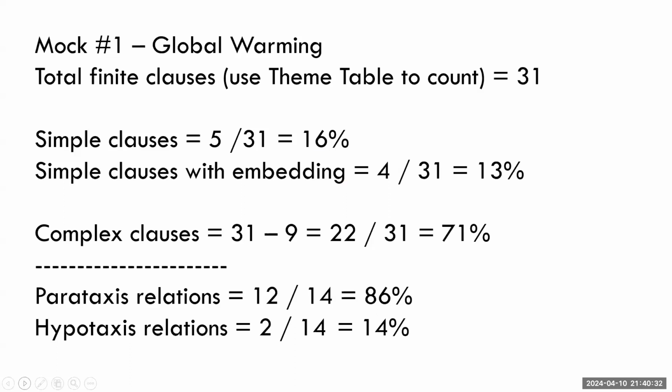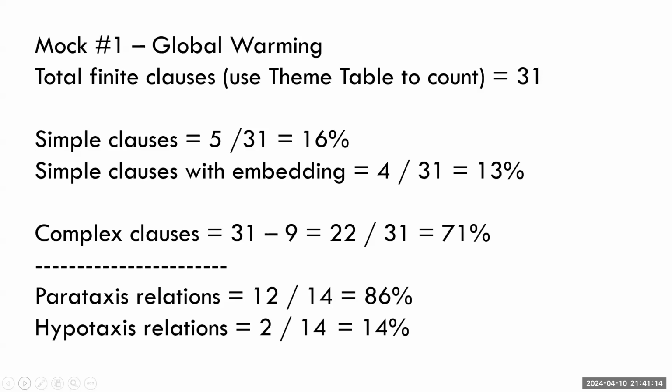When I looked at the logical structure, the total finite clauses, how many finite clauses are there? Before we can actually compare simple and complex, how do we find it? Well, I would go back to the theme table. Because remember, what do we analyze for theme? We analyze only those finite clauses, right? So how many finite clauses are there within the text? We can count it from the theme table. And I would count there to be 31 finite clauses.